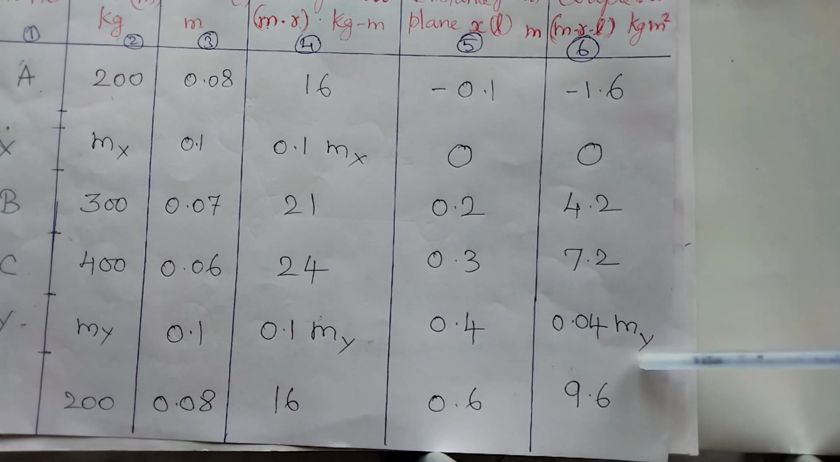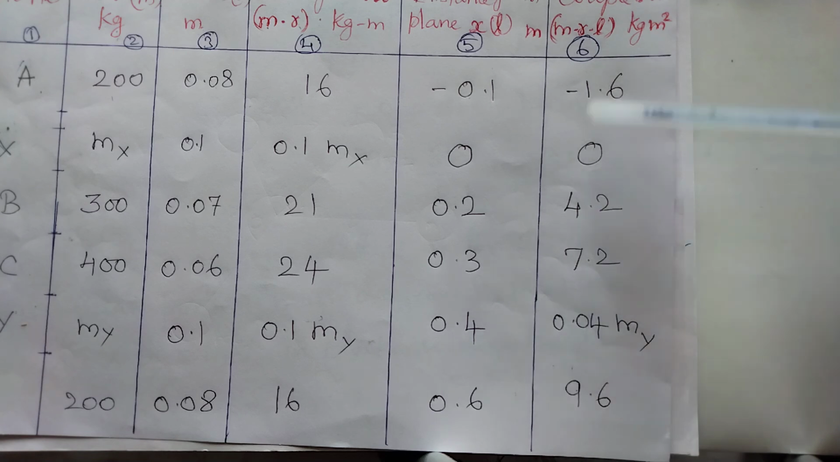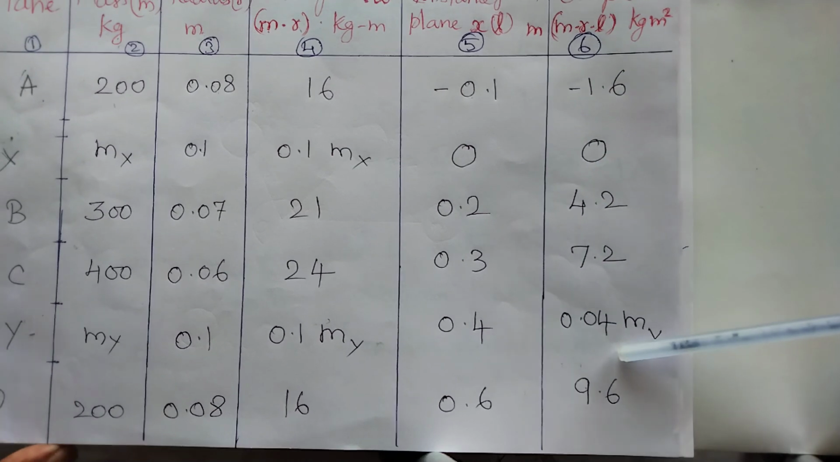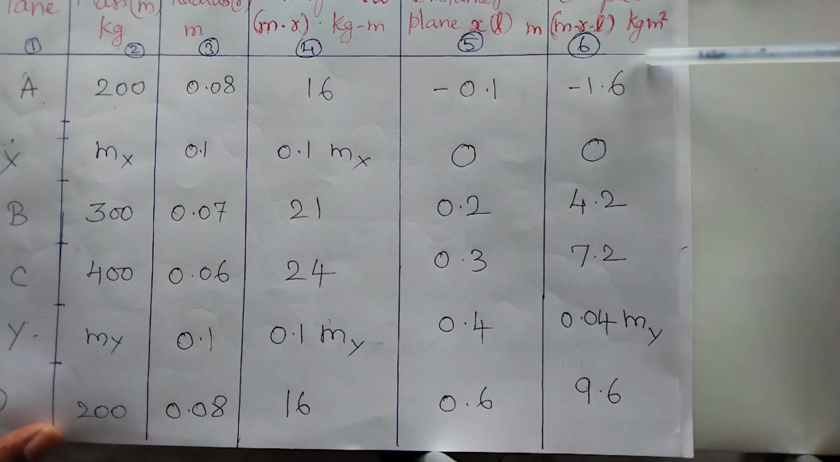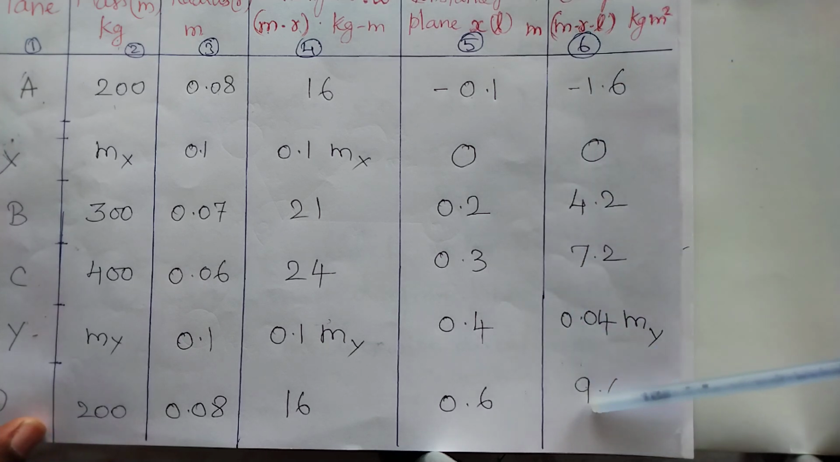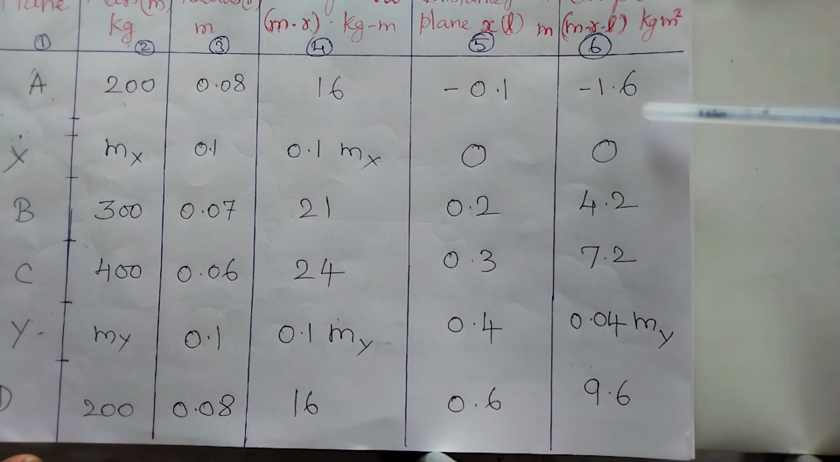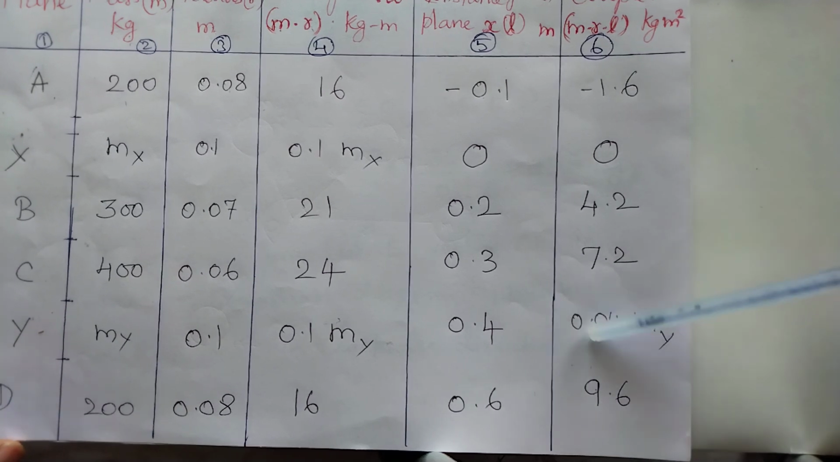Since the sixth column, that is the couple column, has the least unknowns, first we are going to construct the couple polygon diagram. So the couple polygon diagram is considered first, based on the least unknown.